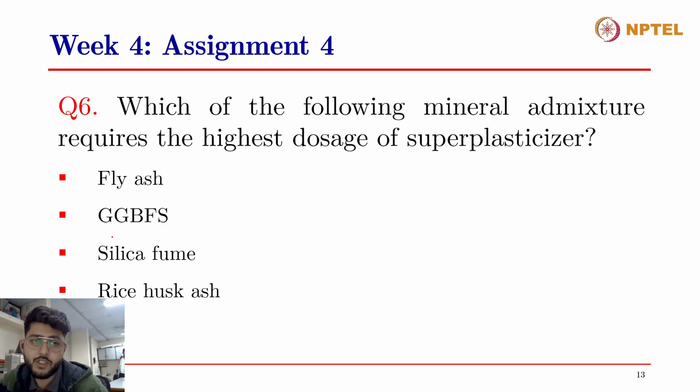Coming to the sixth question, which of the following mineral admixtures requires the highest dosage of superplasticizer and why? Fly ash, GGBFS, silica fume, rice husk ash. Which of these types of mineral admixtures requires the highest dosage of superplasticizer?